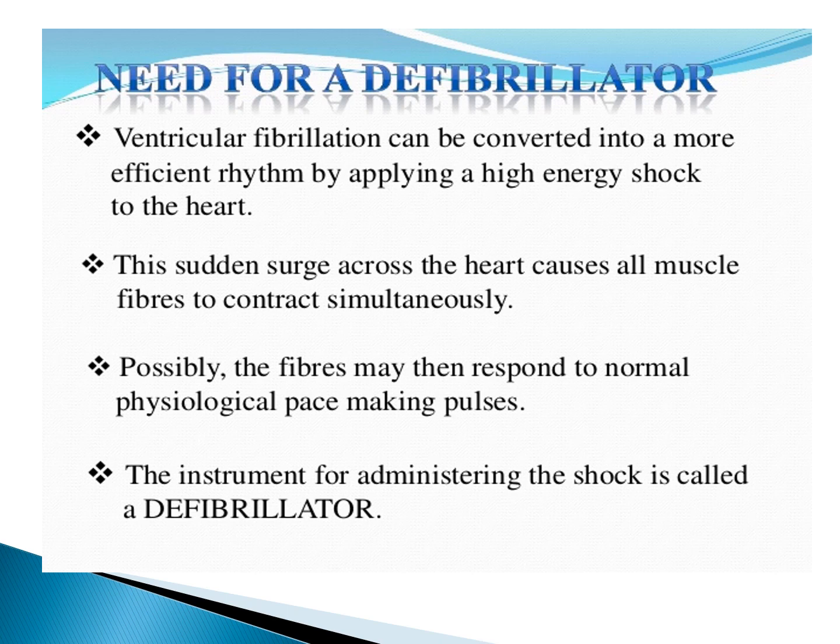And ventricular fibrillation will be converted to a more efficient rhythm by giving a high energy shock. High energy shock we usually give is above 200 joules. It's a sudden surge across the heart that affects all the muscles. Whenever we give a shock, the cardiac muscle will contract simultaneously, and there will be a response in the fibers, and the normal physiological pacing will be activated. The normal pacemaker of the heart is the SA node, and the instrument we use to deliver the shock is called the defibrillator.